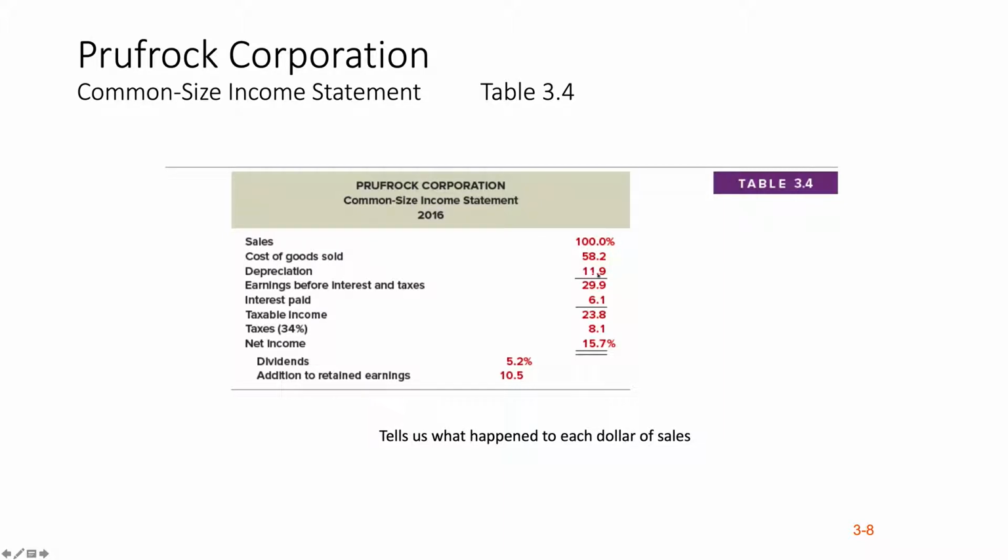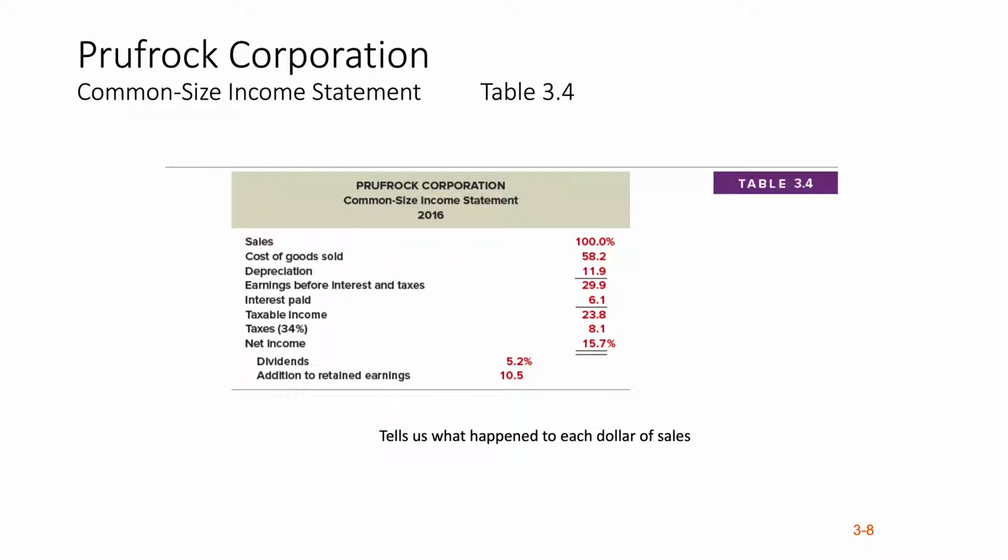Now, notice here you'll calculate. Now let's look at this interesting 15.7. 15.7 is the net income item divided by sales. 15.7%. What is that? That is called the profit margin.